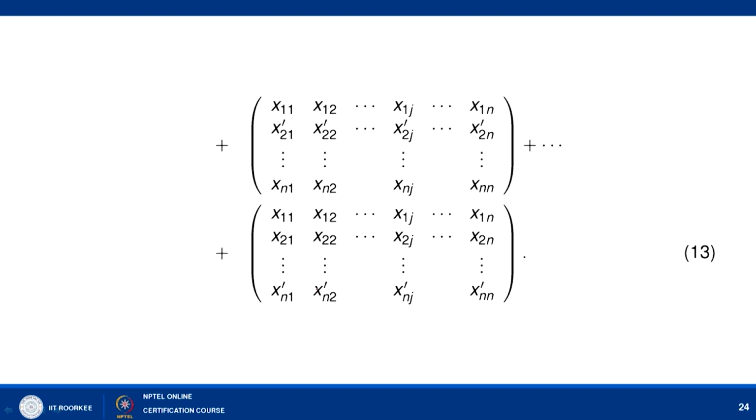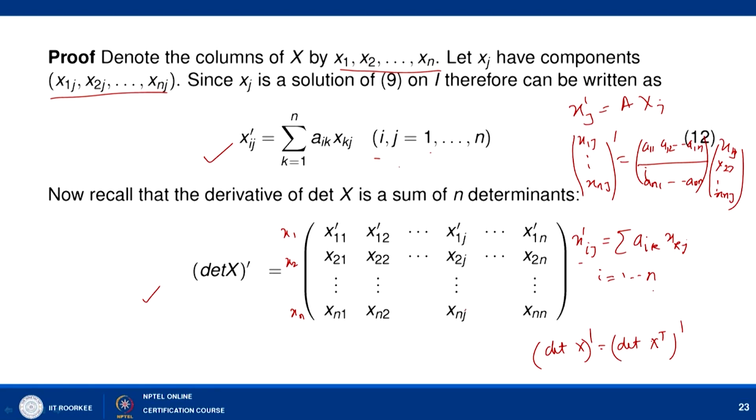term, we have the first n minus 1 rows as they are and the last row is differentiated, that is x dash n1, x dash n2, x dash nj and x dash nn. So, now this is the expression of the derivative of determinant of x transpose. Now, use equation number 12, that x dash ij equals the sum over k equal to 1 to n of aik xkj.